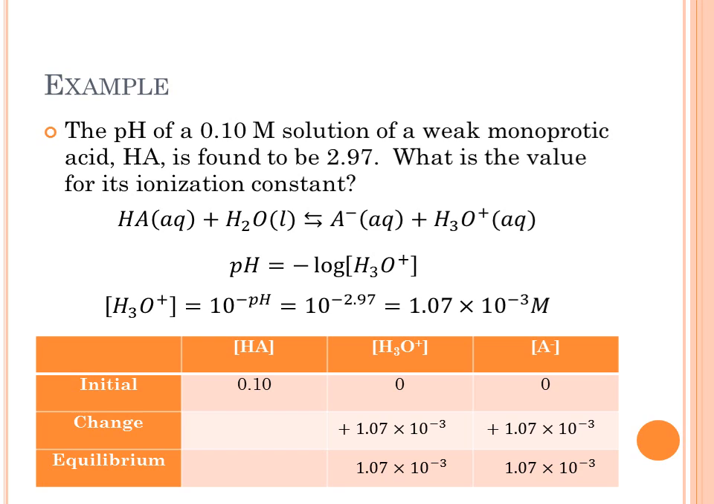Now we can figure out the HA. So for that change, we're going to lose that much, the 1.07 times 10 to the negative third molar, on the HA. But that's so small compared to the initial amount, we're going to end up with approximately 0.1 molar. And you'll find that'll be the case with a lot of these weak acids. The ionization constant is so small, you get so little ionization that when you subtract that from the original amount, it's not going to really show in the sig figs. So we can make that approximation that the equilibrium amount is approximately equal to the initial amount.